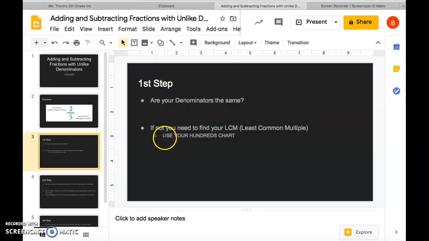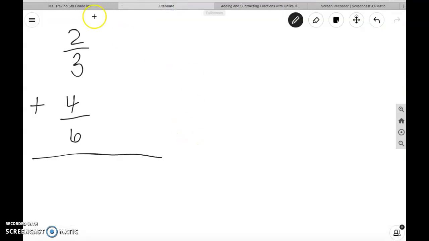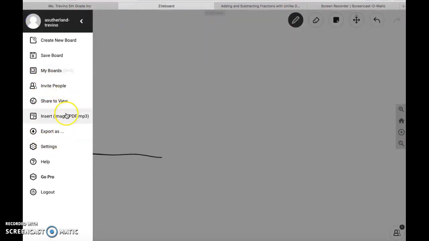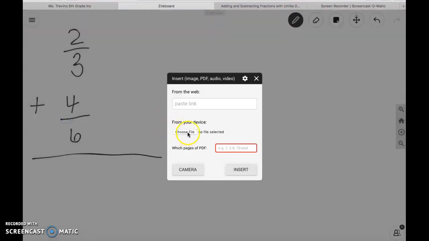So if they're not the same, then you need to find your LCM. You need to find your least common multiple. And here I put use your hundreds chart, right? Because usually we do our multiplication on your hundreds chart if we're struggling. So let's add in our hundreds chart.